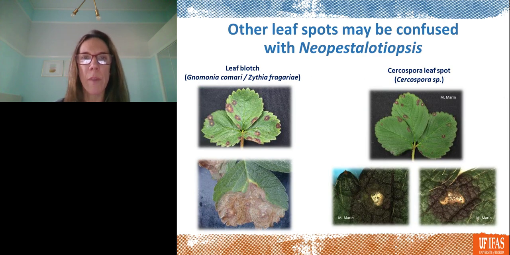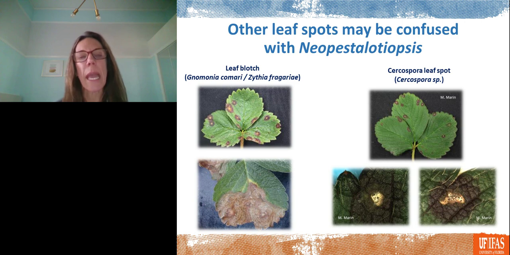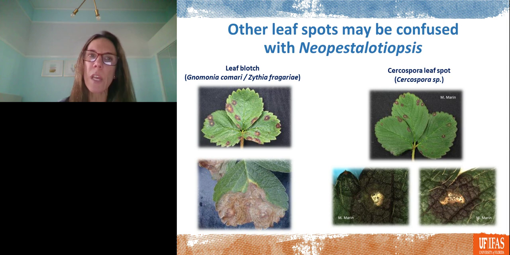The most confused to me would be this one, leaf blotch and Cercospora leaf spot. Those can really trick even somebody with experience in diagnosis, because their initial symptoms are very similar, and until you can see spores in the center of the lesions, it's very hard to differentiate those from the Pestalotiopsis, which is the bad one.